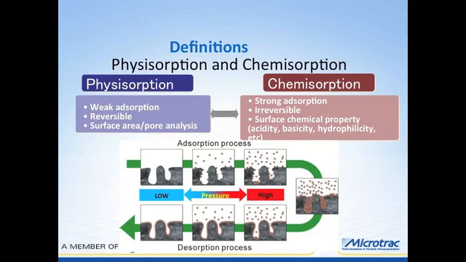So the adsorption process is reversible, and this reversible portion is called desorption. This provides us with the opportunity to measure surface area and obtain pore analysis as well. With chemisorption, the adsorption is very strong because chemical bonds are being formed, and under these conditions the process is irreversible. But this irreversibility provides us with the opportunity to better understand the surface properties and the chemistry of the surfaces, and this can include acid nature, basic nature, or caustic nature, the hydrophilicity or the hydrophobicity.